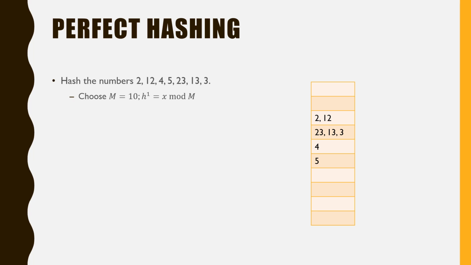On the right-hand side, we show the result of hashing the numbers to the primary hash table using the primary hash function. We can see 2 and 12 are hashed into the same bucket, so are 23, 13, and 3. These collisions will be addressed using secondary hash tables.